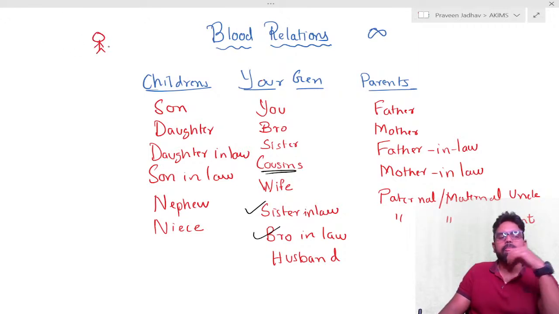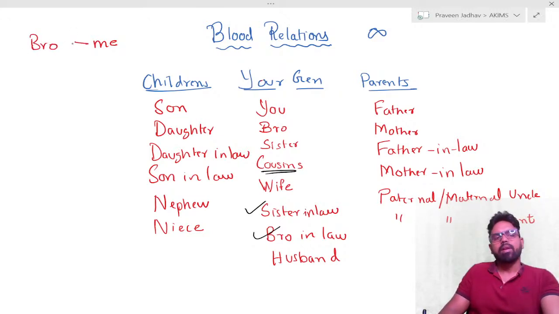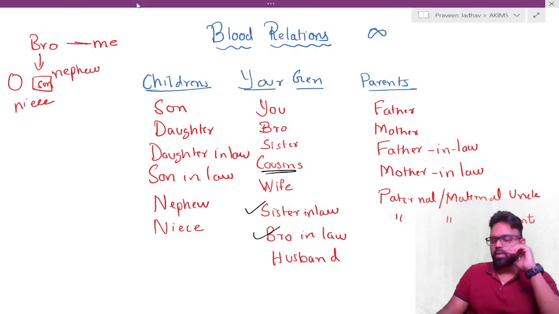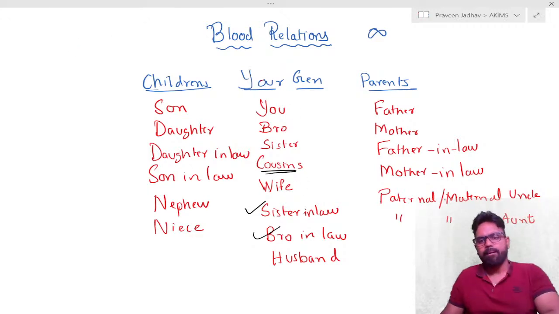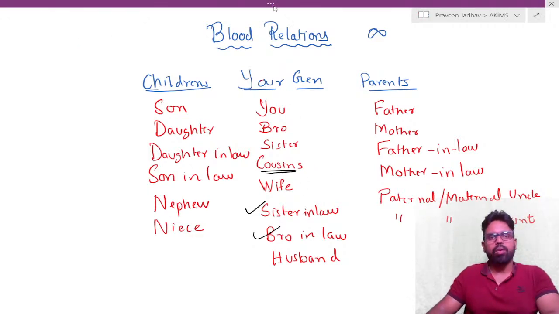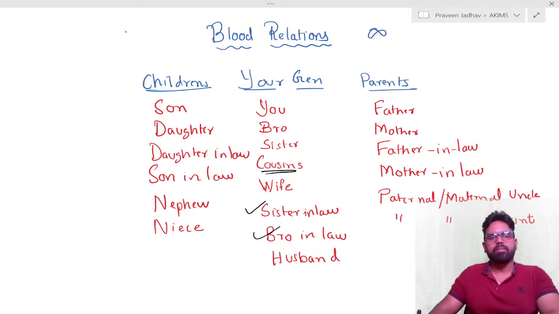This is me here. Everyone, take it, this has to be me. You have a sibling. You have your brother, I have my brother. This is me here, this is my brother. My brother's son will be who to me? Nephew. My brother's daughter will be who to me? Niece. Getting it? All good. Chalo.